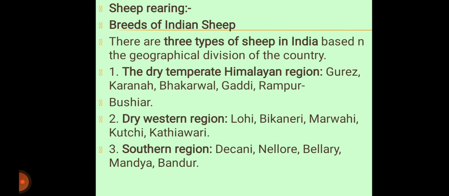These are the breeds. The dry western region: Lohi, Bikaneri, Marwari, Kutchi and Kathiawari. These are the dry western region breeds, majorly in the Rajasthan area. Then southern region: Deccani, Nellore, Bellary, Mandya and Bandur. These are the southern region breeds.